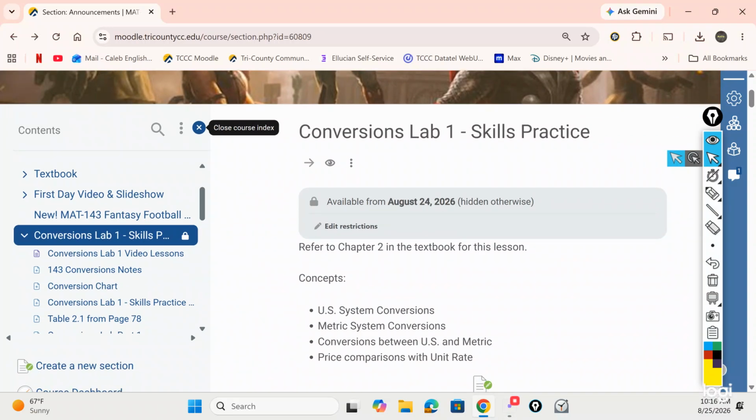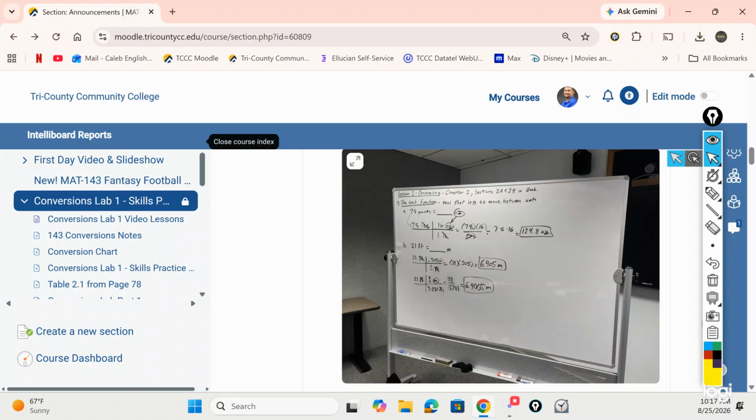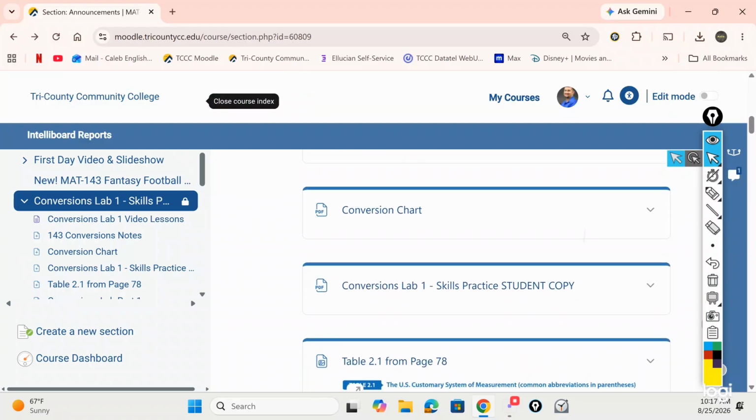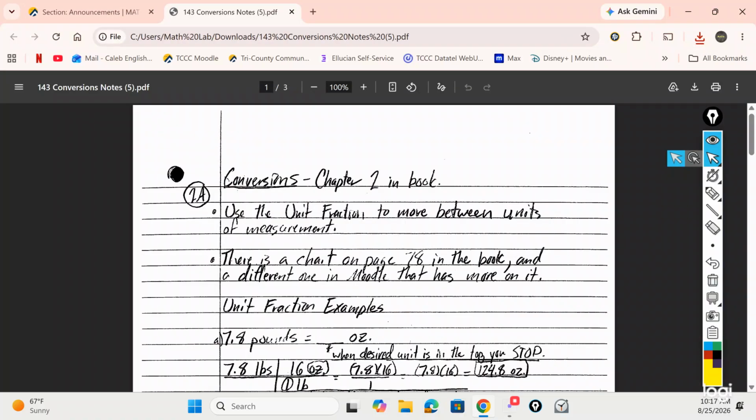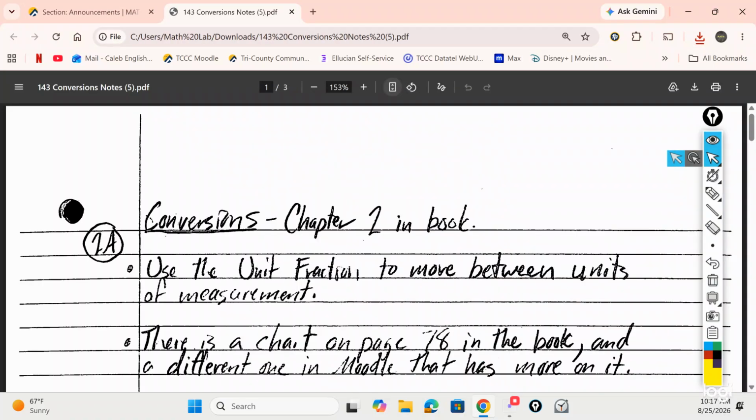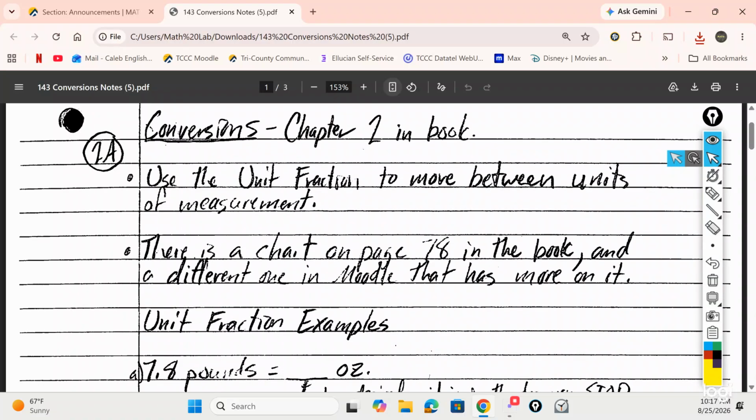Let's talk about Conversions Lab 1. So we're going to go to the notes to start with, if my computer will quit lagging. There we go. All right, so all the notes files are my handwritten notes. So I'm going to go ahead and apologize for how they look to start with. But let's just start walking through this.